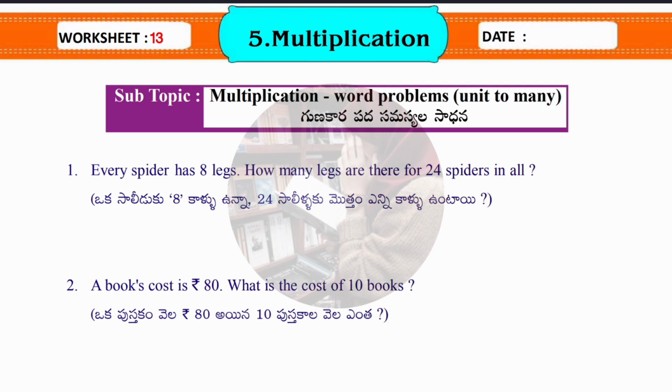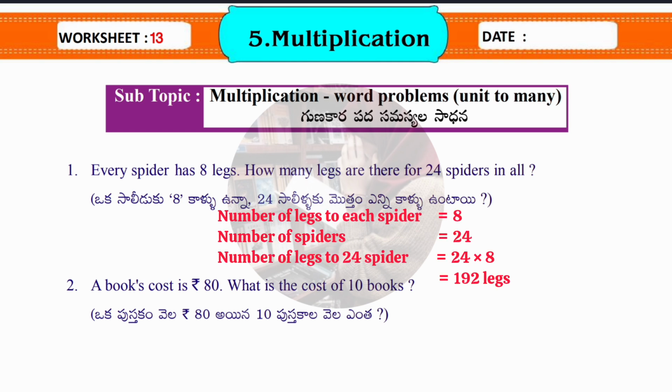Okay, let's see. First question is every spider has 8 legs. We all know this. How many legs are there for 24 spiders in all? So let's do the answer. Number of legs for each spider. For one spider they have 8 legs. Write down 8. Number of spiders. How many spiders are given in the sum? 24. Write down 24.